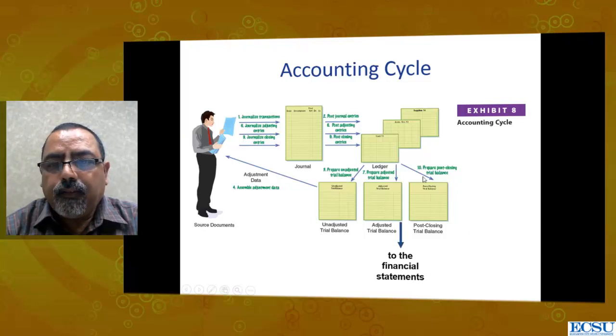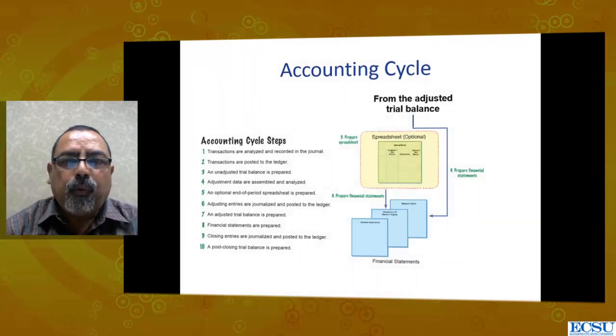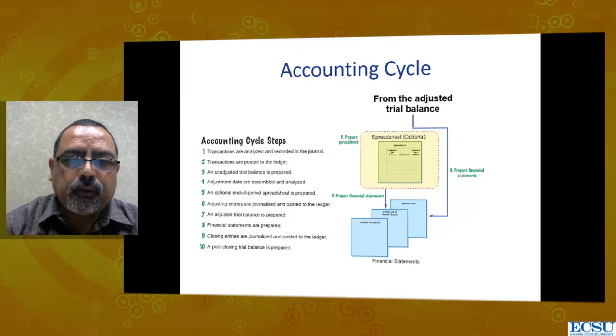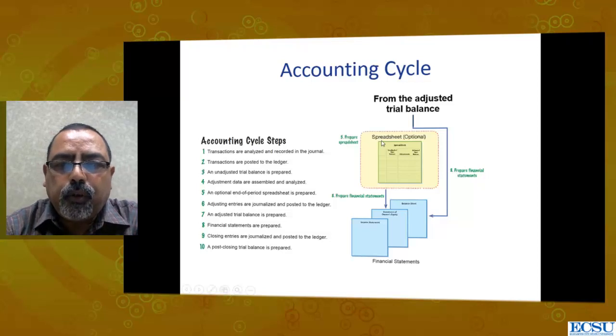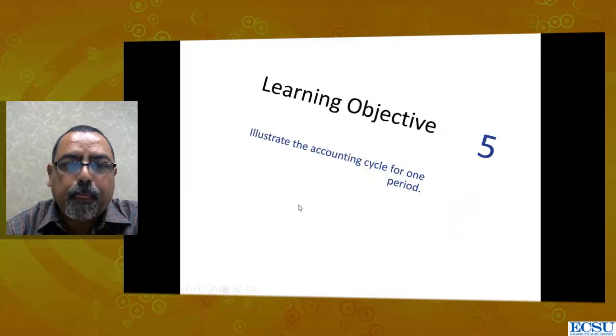So then finally in step number 10, you'll be preparing the post-closing trial balance, that will be the end of the accounting cycle. So that's how we will be following. And of course, as I said to you, we could do a spreadsheet that is known as the worksheet in order to prepare the financial statements. Now, financial statements could be prepared either from adjusted trial balance or from the worksheet. So that's the option. So these are the steps that we talked about, the summary of the accounting cycle.